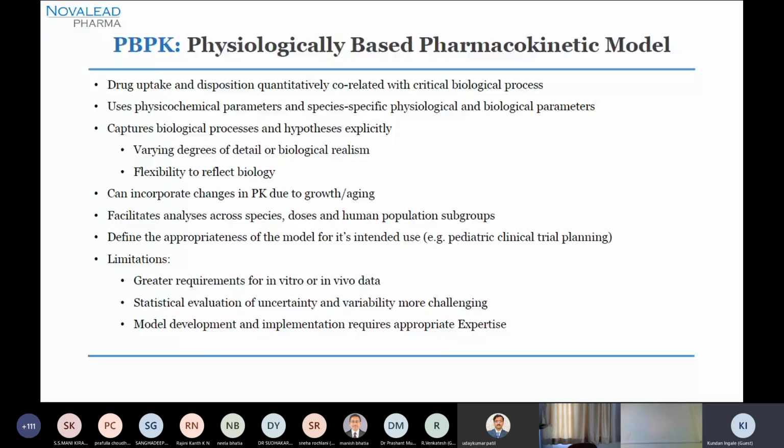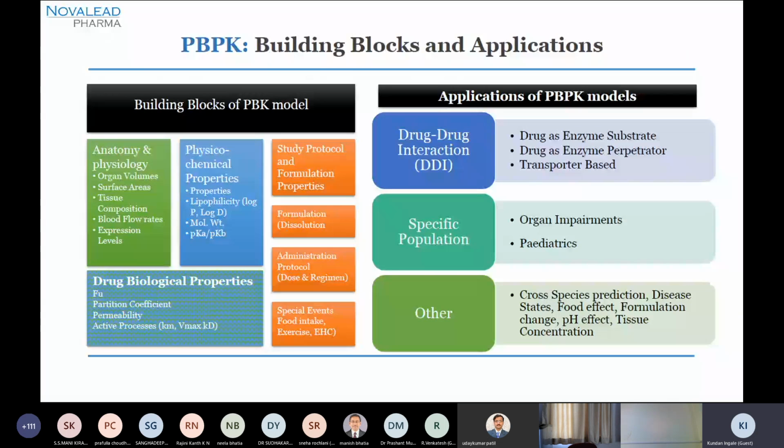One more limitation of PBPK modeling is that you need expertise. The person who is going to develop this model needs to be an expert in the development and implementation of PBPK models. Now we'll dive into PBPK modeling, where you can see the different building blocks of a PBPK model. Firstly, we need anatomy and physiology based data: what are the different organs involved, what are their volumes, their surface areas, the tissue composition, and the flow rates. Flow rates are important because the blood flow may not be the same for, let's say, lungs, kidneys, and lymph. These are the anatomical and physiological parameters.